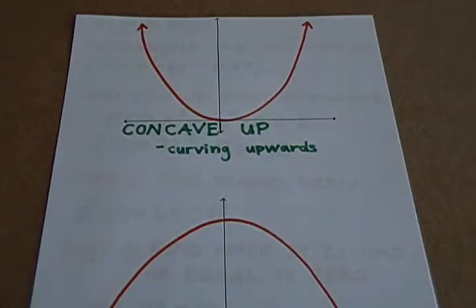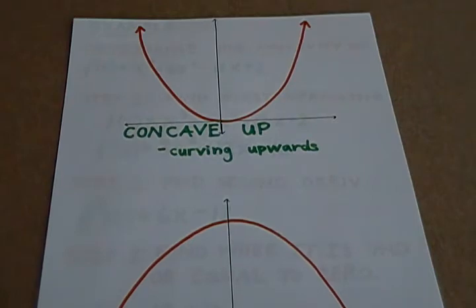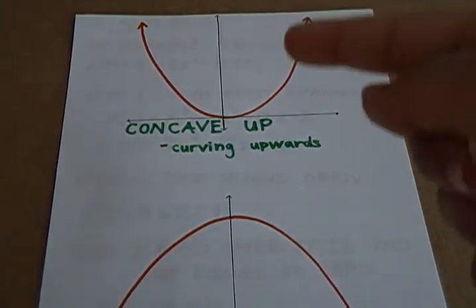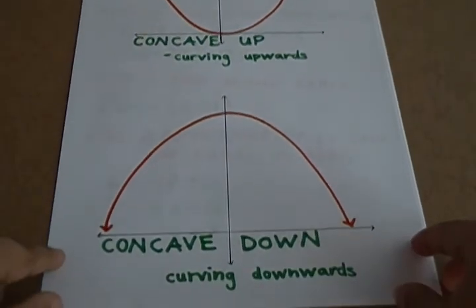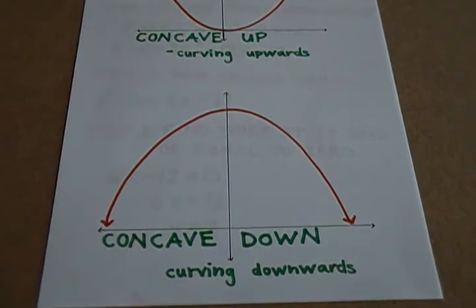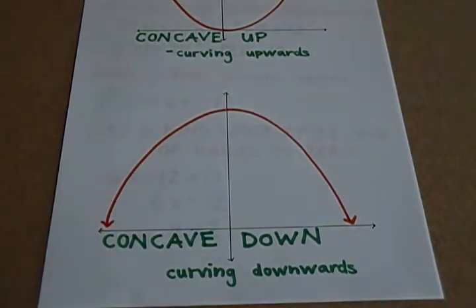So here's a visual. In the first graph, it's facing upward, therefore it's concave up. And you basically know that because you can see that the graph is curving upwards. In the second graph, it's concave down because, as you can see, the graph is curving downwards.